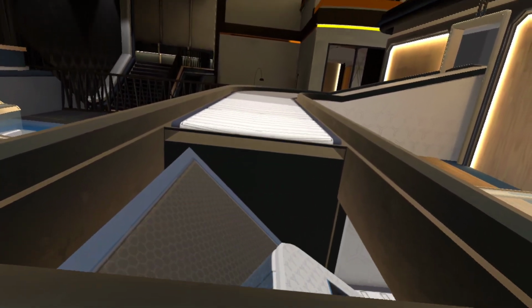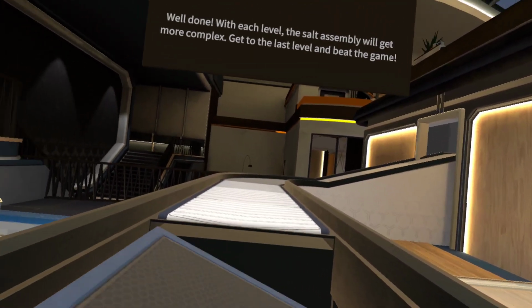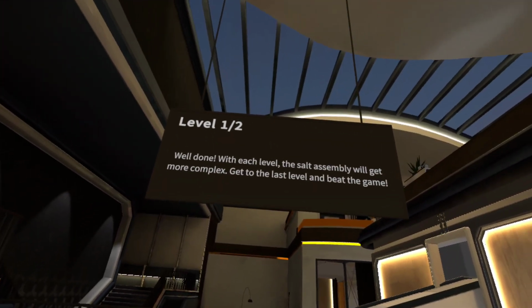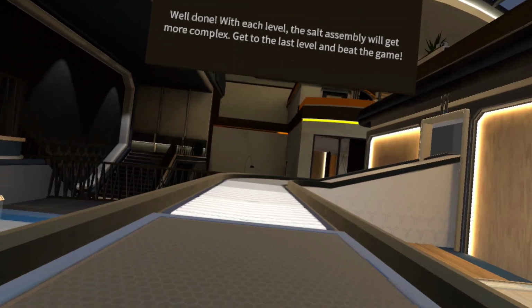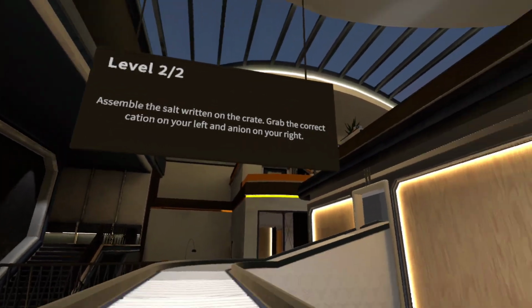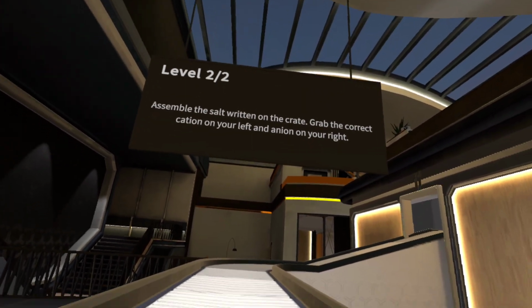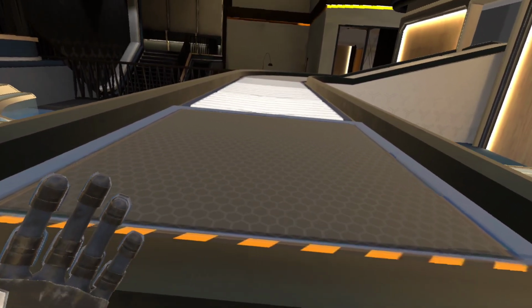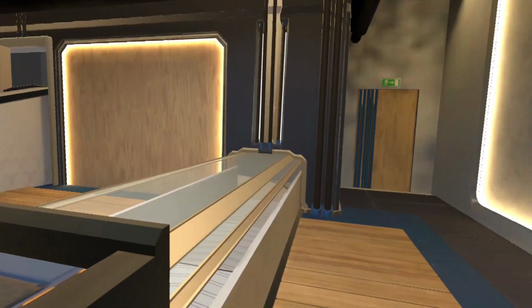Well done! With each level, the salt assembly will get more complex. Get to the last level and beat the game. Assemble the salt written on the crate. Grab the correct cation on your left and anion on your right.